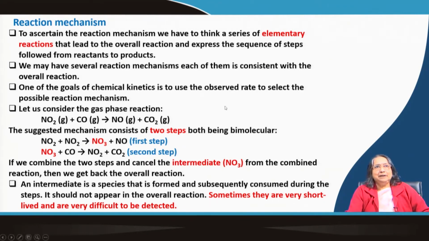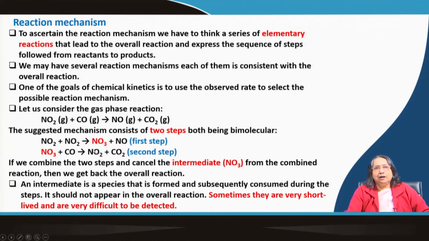Okay. So, for example, this is one reaction that is written again, NO2 plus CO giving NO plus CO2, a gas phase reaction. Now, the suggested mechanism consists of two steps. In the first step, NO2 gives NO3 plus NO. Then in the second step, NO3 plus CO gives NO2 plus CO2. And NO3 is the intermediate. NO3 is not there in the actual reaction. So, if NO3 is produced, it also has to be consumed. In between it is formed, but it should be consumed. Here it is consumed.